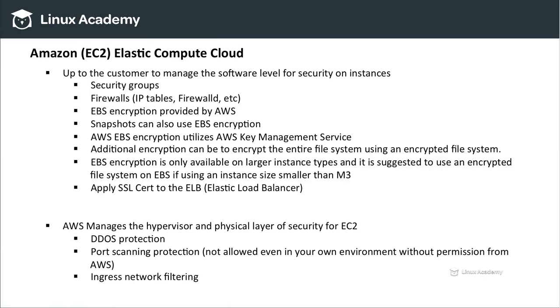AWS will manage the hypervisor and physical layer of security for Amazon EC2. It'll provide DDoS protection, port scanning protection, which also means that, please note, you cannot perform port scanning within your own AWS environment. This means you cannot port scan two instances inside of your own virtual private cloud unless you specifically request permission from Amazon Web Services. And ingress network filtering. Amazon ensures that the traffic coming into its network is coming from the stated resource that the packet says it's coming from.